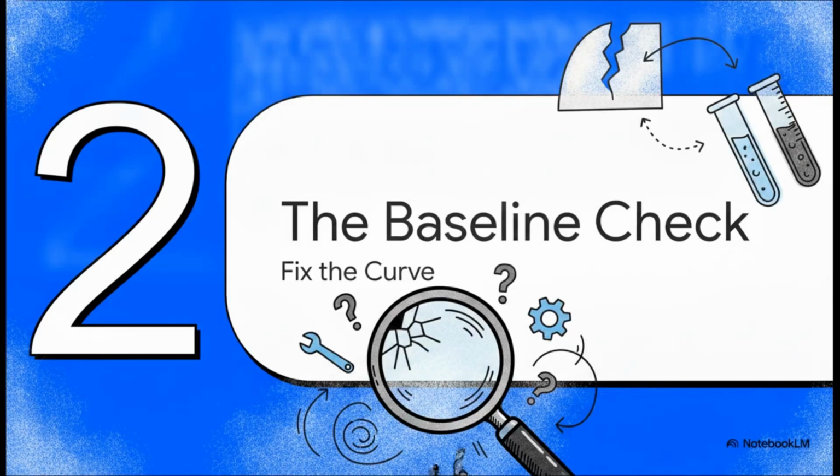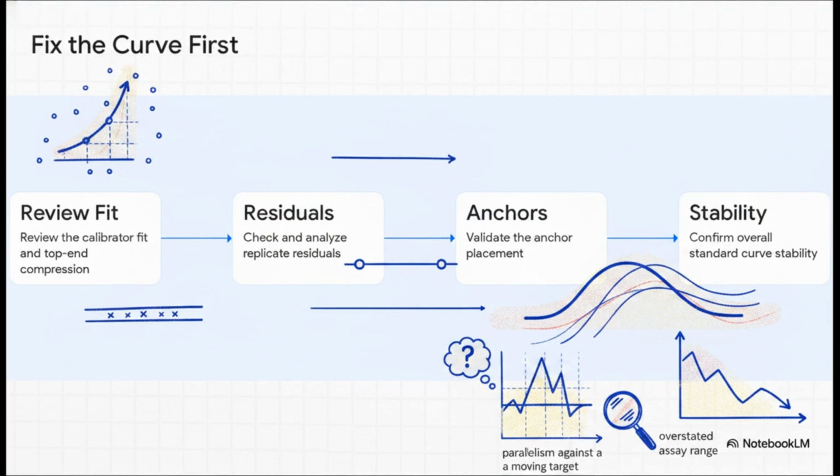Moving to Section 2, the baseline check. Fix the curve. Before we even think about looking at the samples, we have to make sure our baseline magnifying glass isn't broken. This is a step so many teams skip in their panic. You have to review your calibrator fit, check those replicate residuals, look closely for top-end compression, and validate your anchor placement. Why? Because if your curve is mathematically unstable, you literally cannot diagnose parallelism against a moving target.